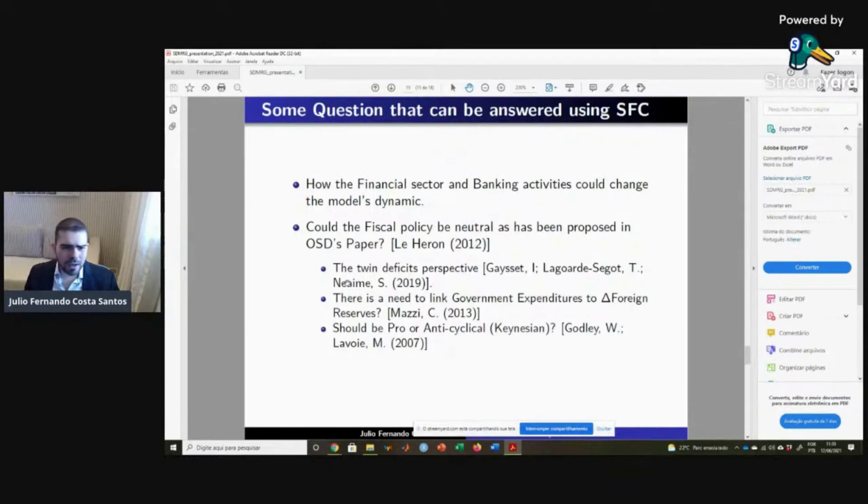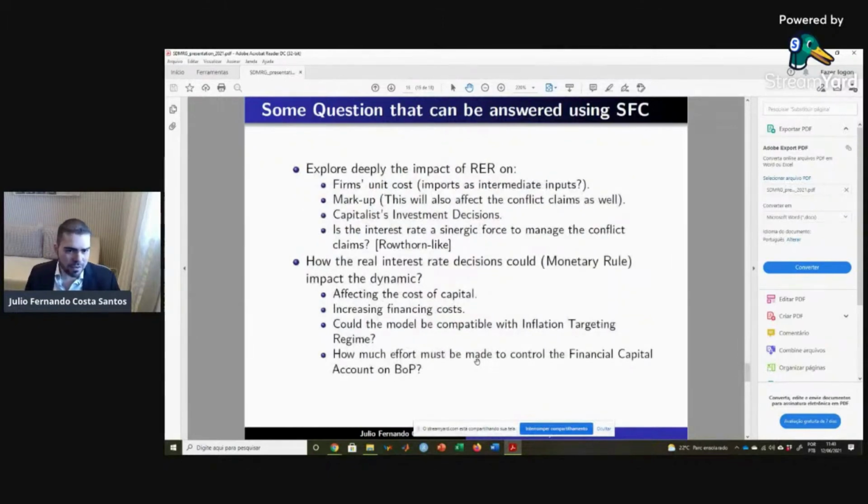Another sub-point: we have the twin deficits perspective. This is very common in this literature. There is a need to link government expenditures to the accumulation of foreign reserves. Caio Masi, in his master's dissertation in 2013, gives some answers about that. And should fiscal policy be pro- or anti-cyclical? Also, Godley and Lavoie already give us some answers about the long run.